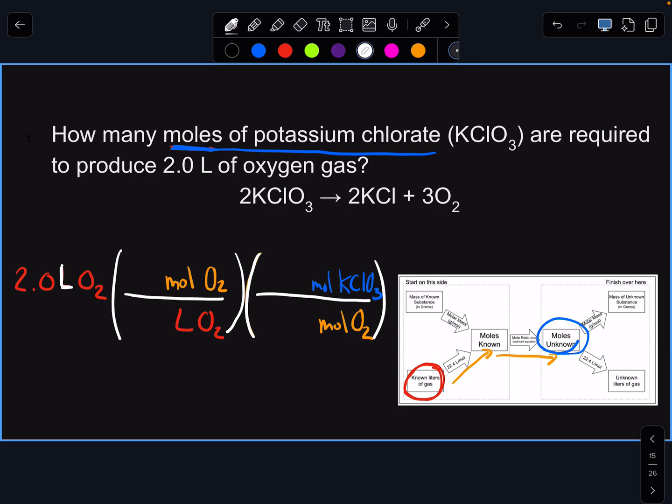So like Kinsey pointed out, liter to mole is the 22.4. So there's 22.4 liters in 1 mole. The mole to mole relationship, we look at the balanced equation. So there's 3 O2s for every 2 of those. And now we're going to put in our calculator.